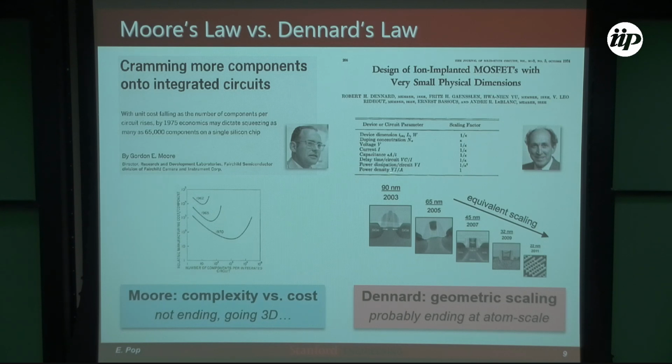Dennard, on the other hand, gave us a blueprint in 1974 about how transistors actually need to scale down. And indeed, Dennard's law is probably ending, right? In fact, some people have argued that classical Dennard scaling actually ended in 2005 when we switched from just regular silicon transistors to the high-K metal gate, but we didn't really make them smaller. In fact, things haven't really gotten that much smaller since 2005. Anyway, I think there's good agreement that Dennard's law will probably end at the atomic scale, but I don't see Moore's law ending at all.